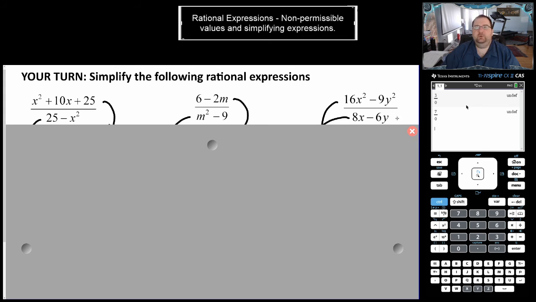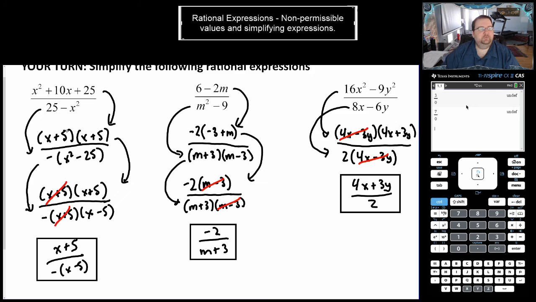Welcome back to those of you on YouTube. We're going to go through your solutions now. So if you're not ready, make sure you pause it. Let's get started. So you have x squared plus 10x plus 25 over 25 minus x squared. And the first thing that you're going to be doing is simplifying your numerator. Okay?